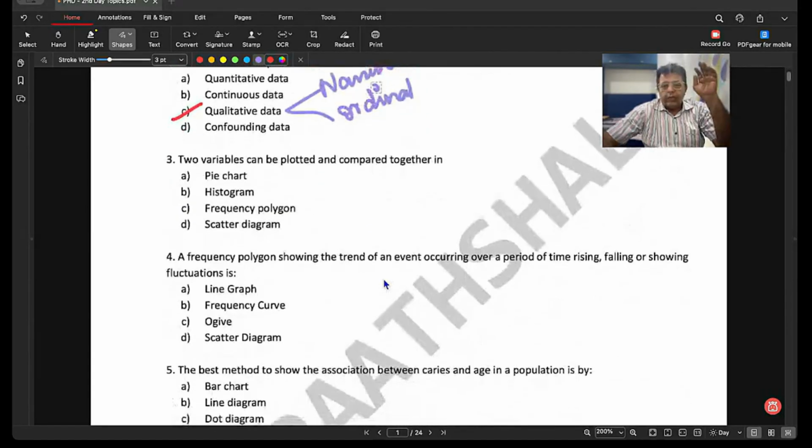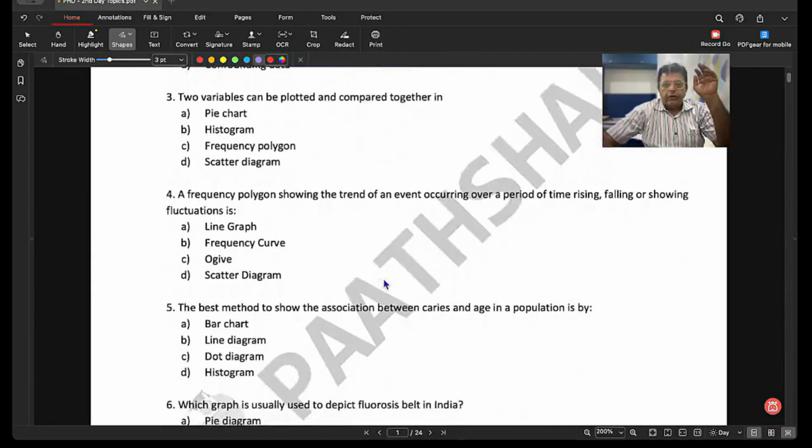So question number 3, 4, and 5. What is discrete? Discrete is nothing but qualitative. Dr. Parul has already given this to you. Follow the same thing, it will be easy for you to understand. Don't try to read from Park or Swarnkar. It is slightly confusing for the students there.